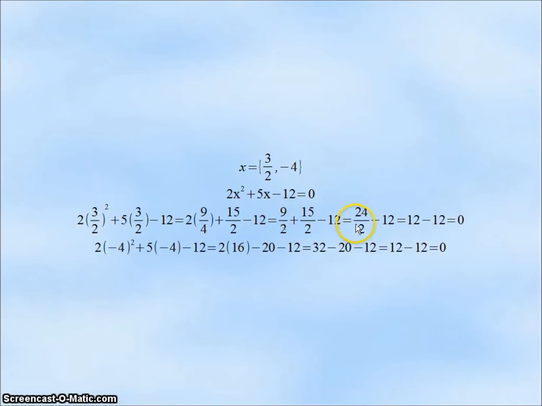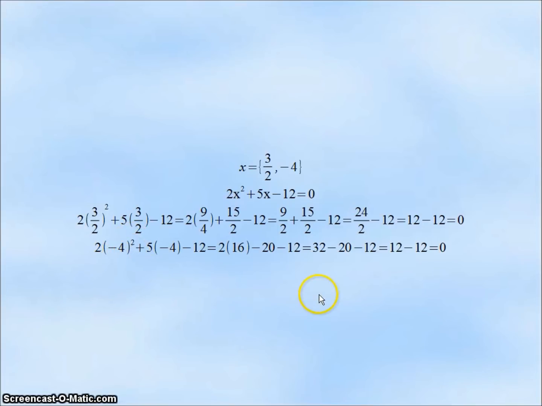Combining these first two terms, 9 plus 15 is 24 halves minus 12, but 24 halves is 12, minus 12 is 0. That solution checks out fine. Let's plug in the negative 4. So 2 times x squared. So we plug in the negative 4 in for x and evaluate.